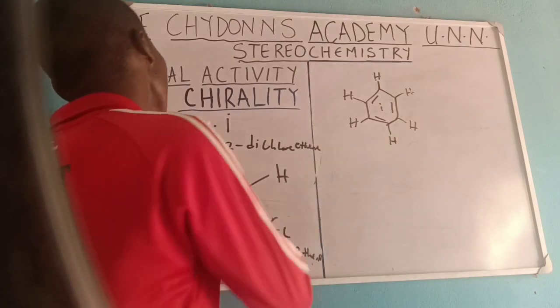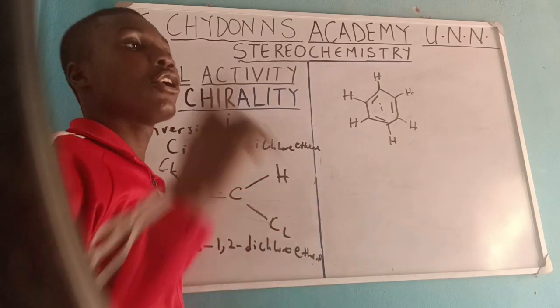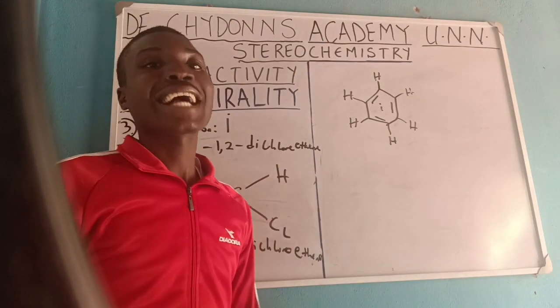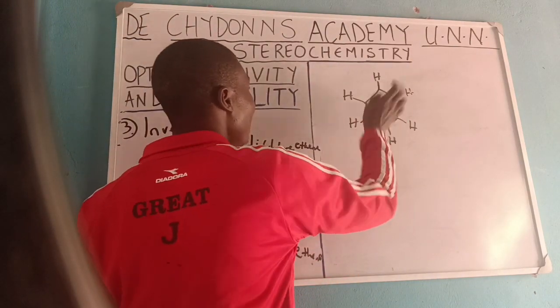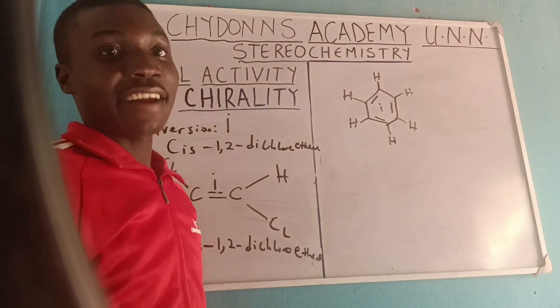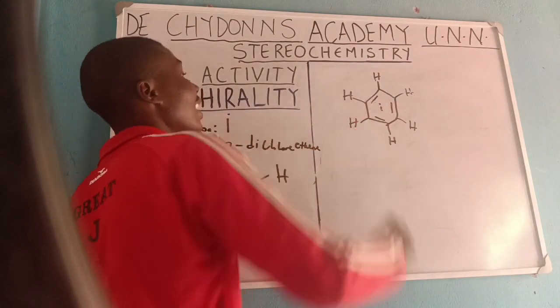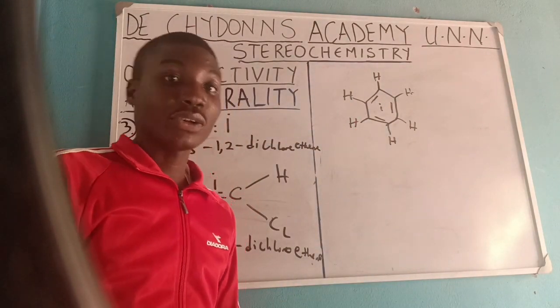So any compound that has an inversion center or inversion point automatically will be achiral. Simple tip. You already see for yourself that benzene is achiral. One of the reasons is because it has a center of inversion altogether.